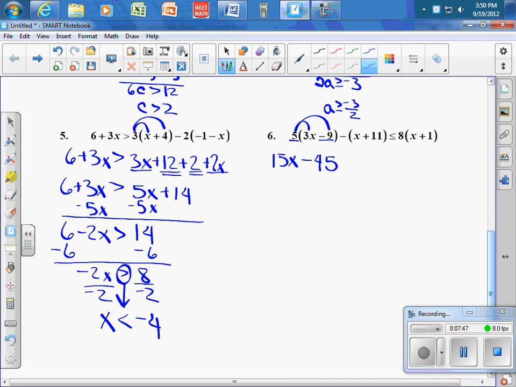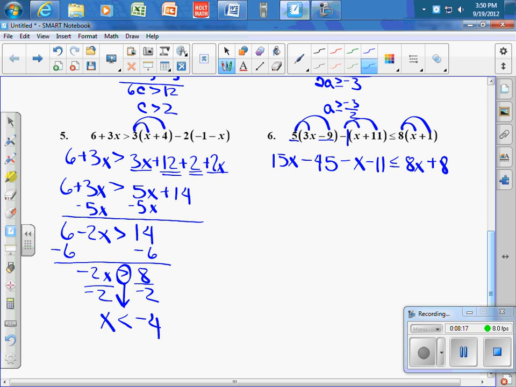In my next parentheses that I'm clearing, outside the parentheses, I have a negative 1. Negative 1 times x is negative 1x, although I don't write the coefficient 1. So it's minus x. I have negative 1 times 11 is negative 11. Is less than or equal to 8 times x, 8x. Now don't drop the ball here. Keep multiplying out. You're going to get plus 8.